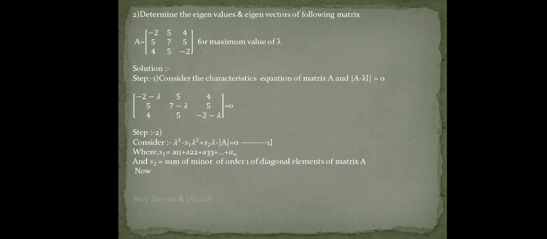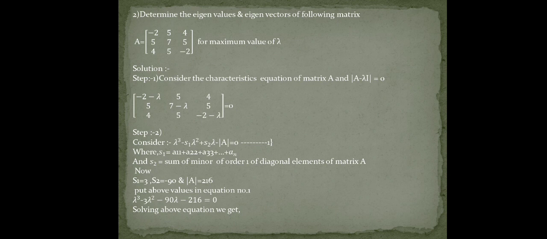Now s1 is equal to 3, s2 is equal to minus 90 and determinant of A is equal to 216. Put the above values in equation number 1, that is lambda cube minus 3 lambda square minus 90 lambda minus 216 is equal to 0.